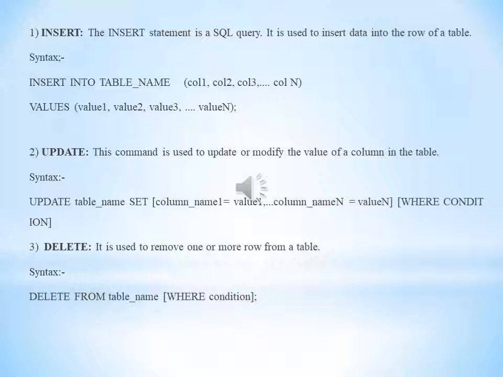Next is the update command. Update means you can update your software or your application. This command is used to update or modify the values of the columns in the table. The syntax is: update student, set column name 1 equals value 1, up to column name n equals value n, where the condition is applied.